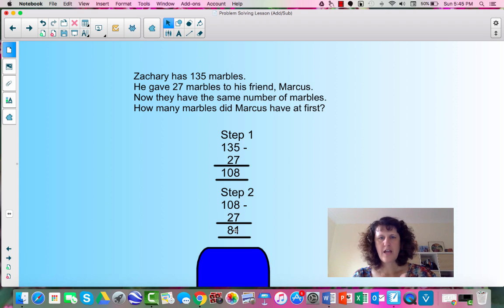Notice I haven't shown you how to do the subtractions in this example because I'm just teaching you the operations and how to think about the problems. Good luck. Go and try some on your own.